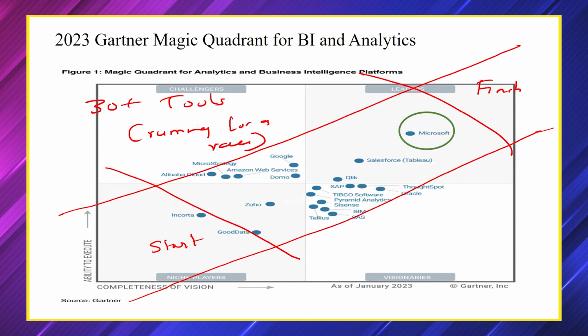From the graph, it is quadrant one, quadrant two, quadrant three. Microsoft is leading, others are challengers, niche players and visionaries. But Microsoft is leading the market. Thank you so much for telling all your insights.